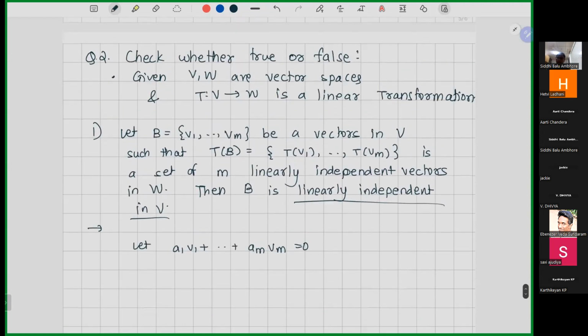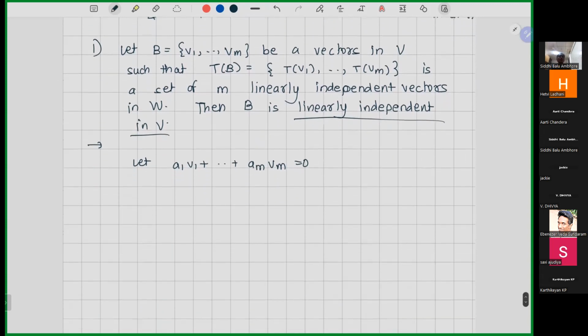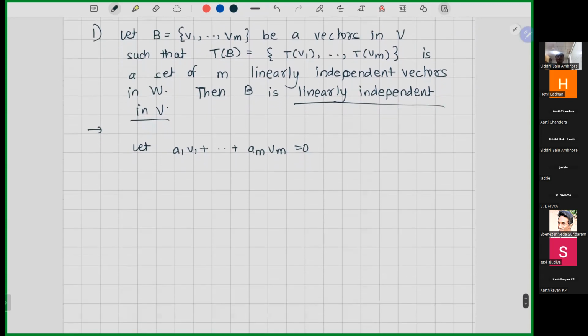The condition on T is that V and W are just vector spaces and T from V to W is just a linear transformation. We don't know whether it is one-one, onto, or other things. So let us start. We have this linear combination of v1 to vm and we want to check whether the coefficients are all zeros, or whether we can get a linear combination where some coefficient is not zero.